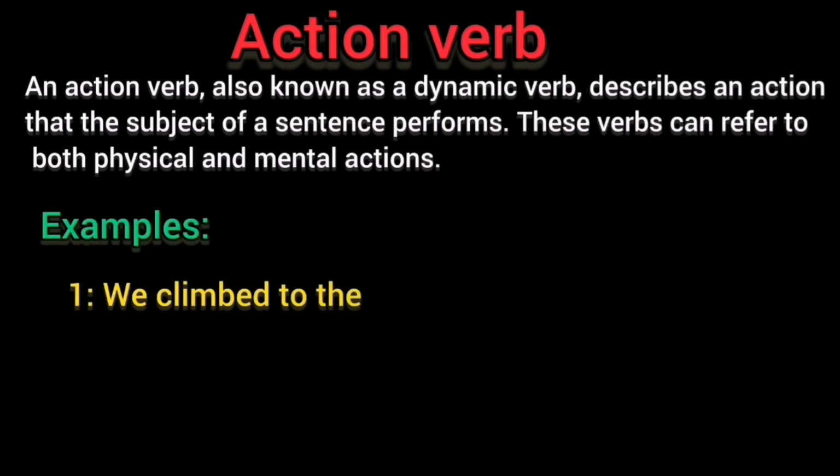We climbed to the highest peak. In this sentence, the action verb is climbed. It describes the physical activity of ascending to the top of a mountain or peak. Basically, this verb shows the physical activity, so therefore, it is called a dynamic or action verb.